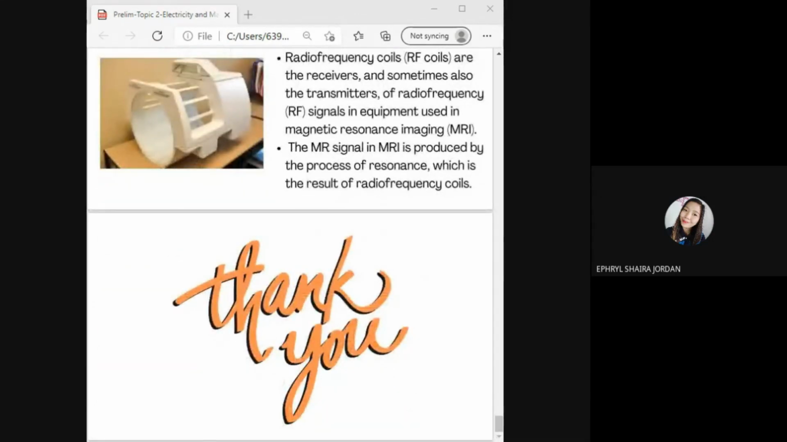So that ends my lecture. And for your reference, or if you want to read the whole chapter, you may check out chapter 2 of Stewart Carlyle Bushong's fourth edition of the Magnetic Resonance Imaging book.